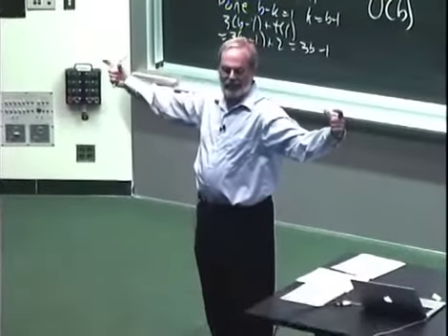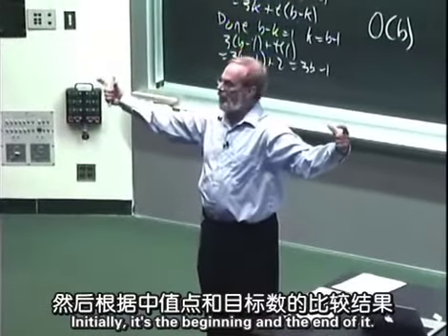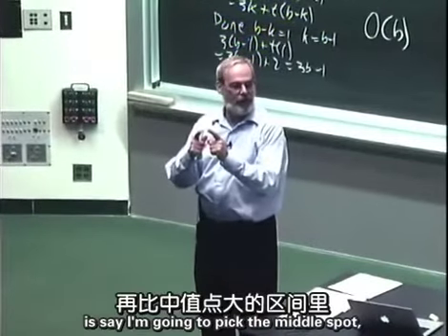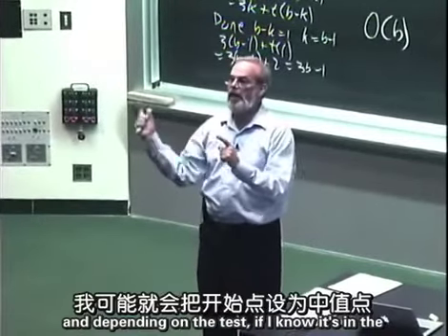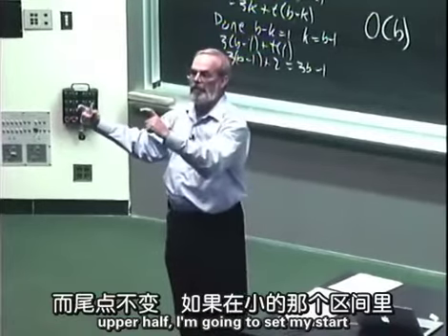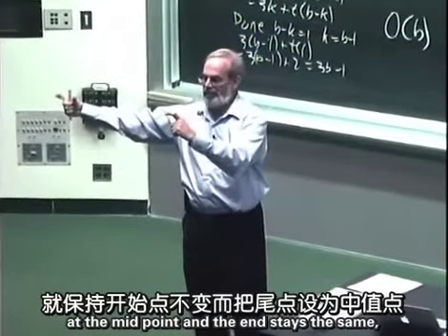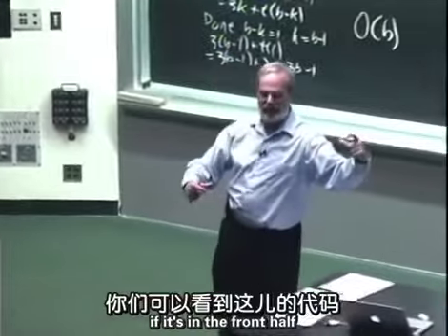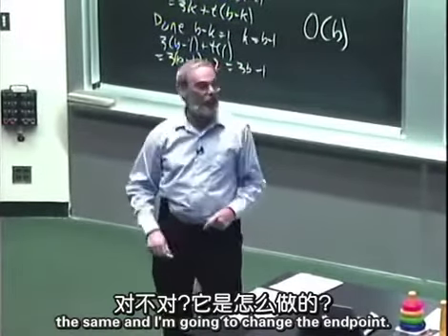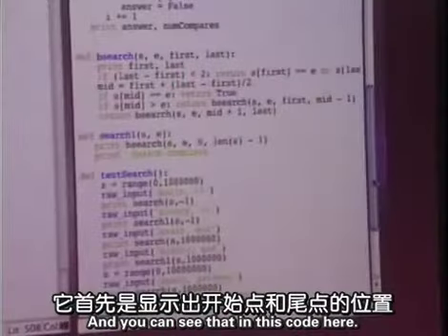Initially, it's the beginning and the end of it. And when I do this test, what I'm going to do is pick the middle spot. And depending on the test, if I know it's in the upper half, I'm going to set my start at the midpoint and the end stays the same. If it's in the front half, I'm going to keep the front the same, and I'm going to change my end point. And you can see that in this code here, right?